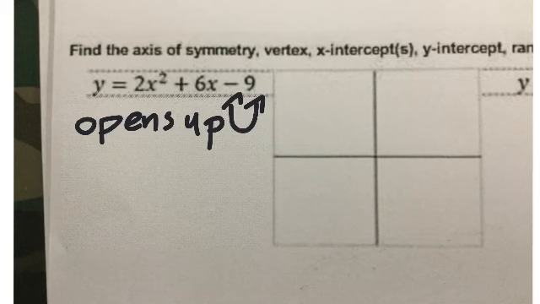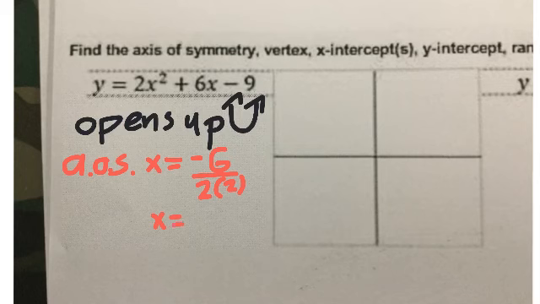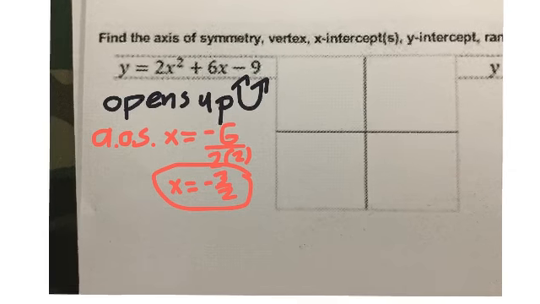Now the next thing I want to find is my axis of symmetry. When it's in standard form like this, the axis of symmetry occurs at the vertical line x equals negative b over 2a. So in this case, that would be negative 6 over 4, which is negative 3 over 2. So that is where my axis of symmetry occurs.